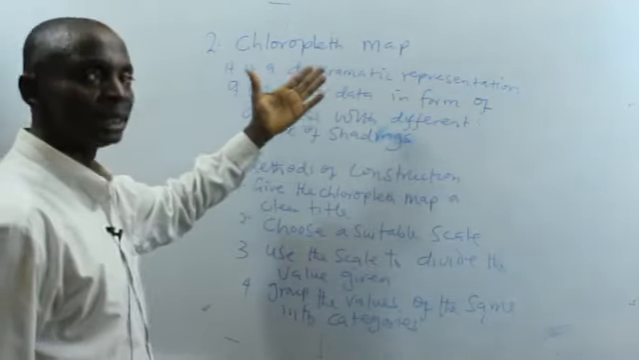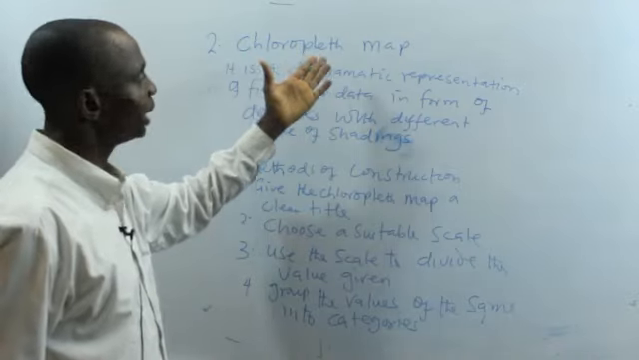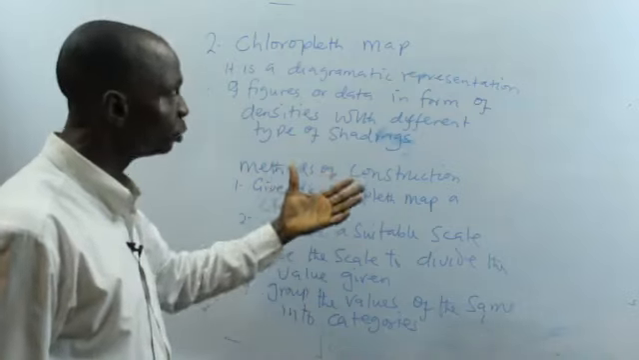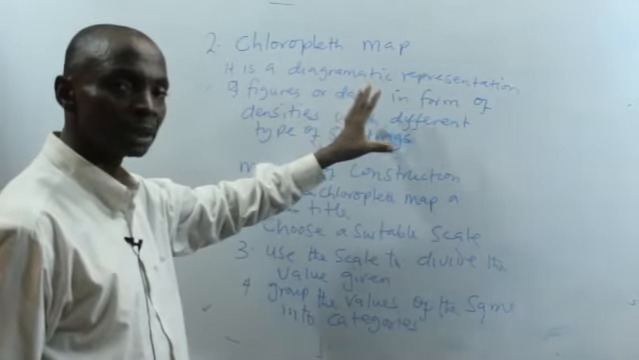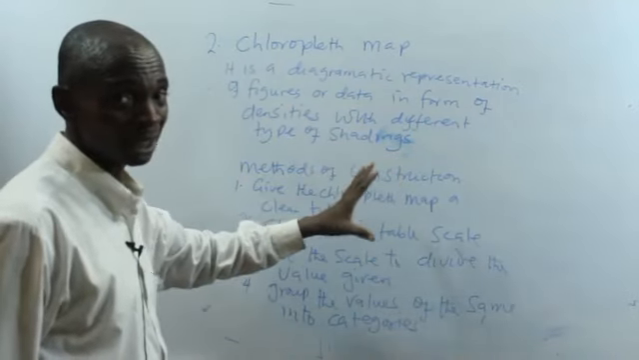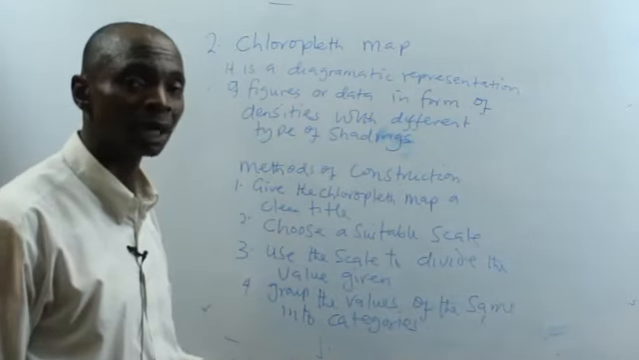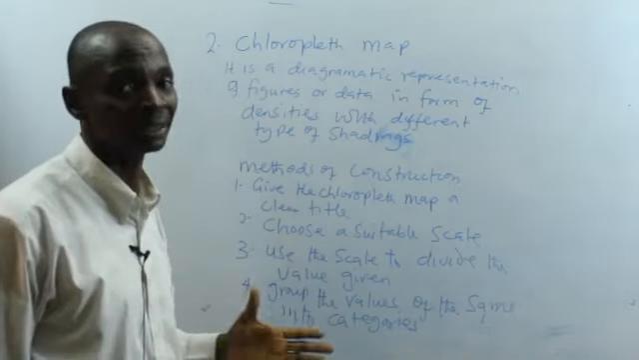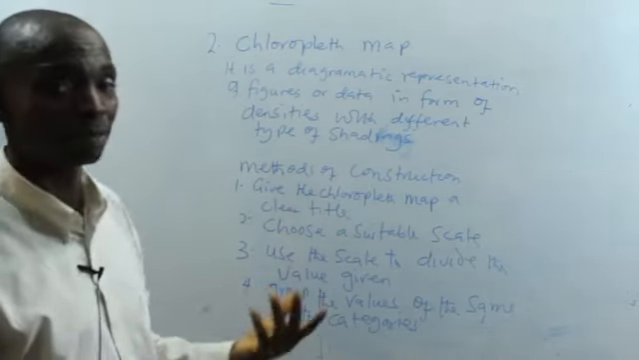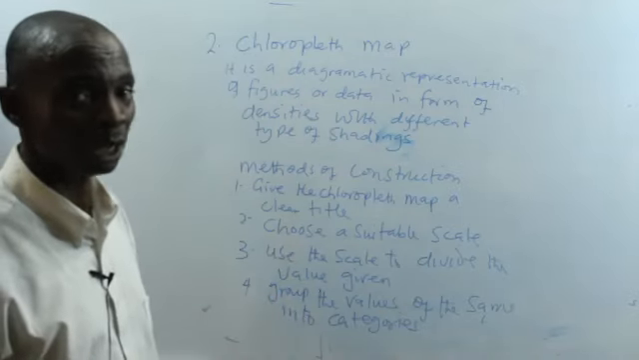Number 2 is the Choropleth map. The first one was the dot map. We see what it looks like and how to apply it in solving some statistical problems in geography. I believe it is very simple. Even at home you can practice it. Take an example and practice one or two.